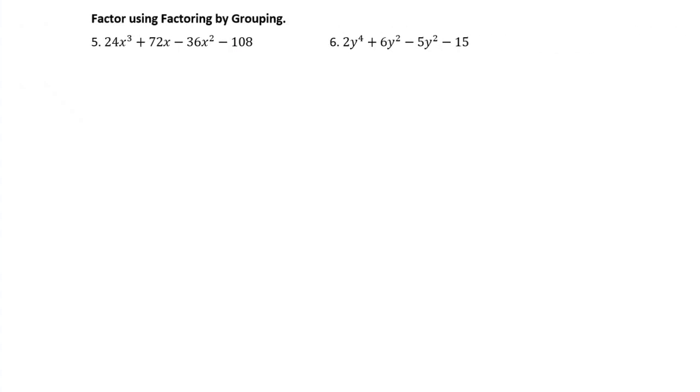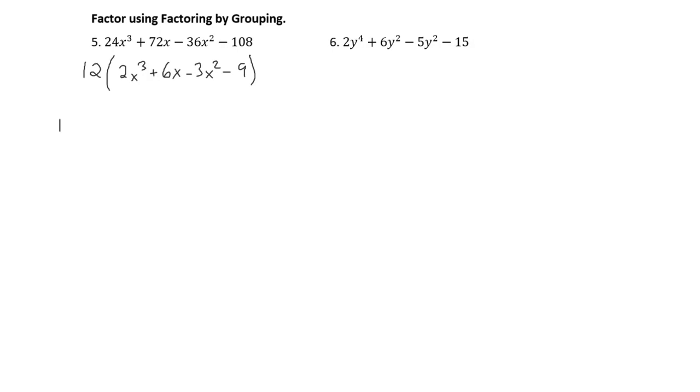All right, let's look at our last slide of examples. Same thing, just a little bit bigger numbers. So with these bigger numbers, I'm going to see if they have anything in common. And I can see that they are multiples of 12. So I'm going to make this problem simpler by factoring out that GCF first. So by pulling that 12 out, I now have 2x to the third plus 6x minus 3x squared minus 9.